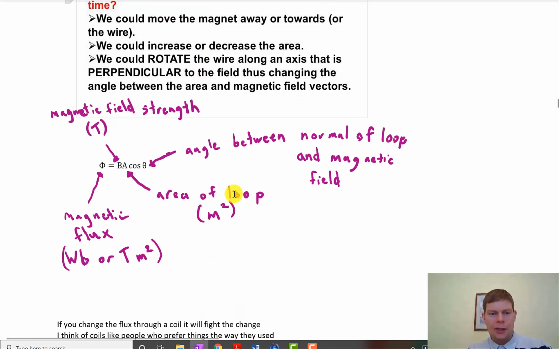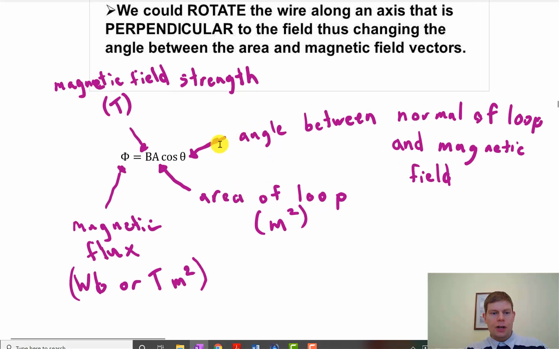So, just recapping that formula that we've been mentioning. Your magnetic flux is measured in Webers or Tesla meters squared, and to solve for that, you take your magnetic field strength in Teslas, multiply it by the area of the loop in meters squared, and then times cos of the angle between the normal of the loop, remember, the imaginary line coming straight out of the center, and the magnetic field.